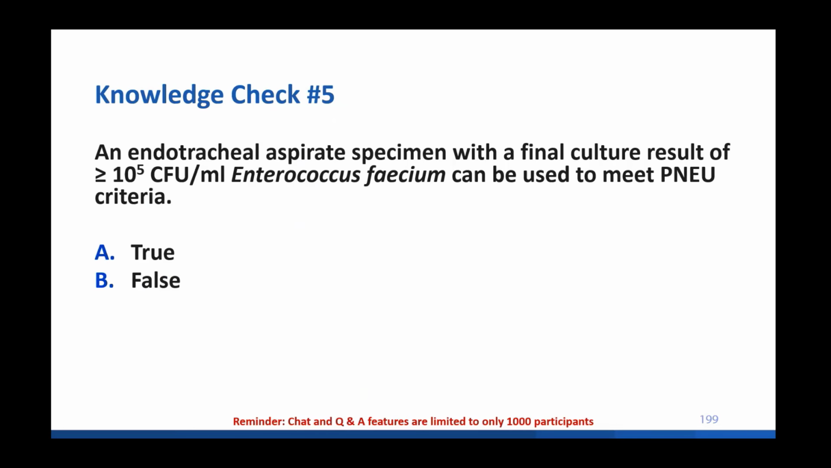And here's our next knowledge check. An endotracheal aspirate specimen with a final culture result of greater than or equal to 10 to the 5th CFUs per mL of Enterococcus faecium can be used to meet pneumonia criteria. True or false?